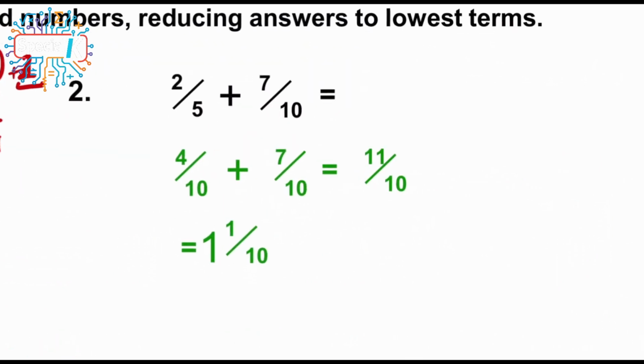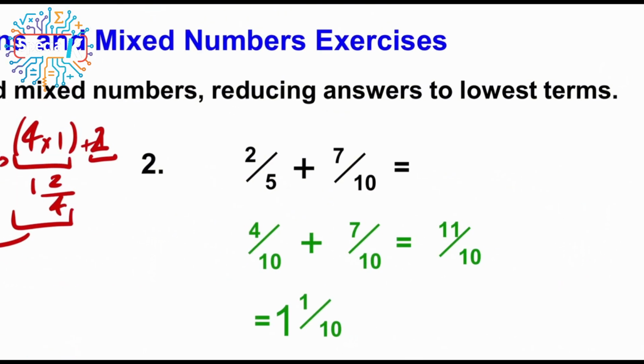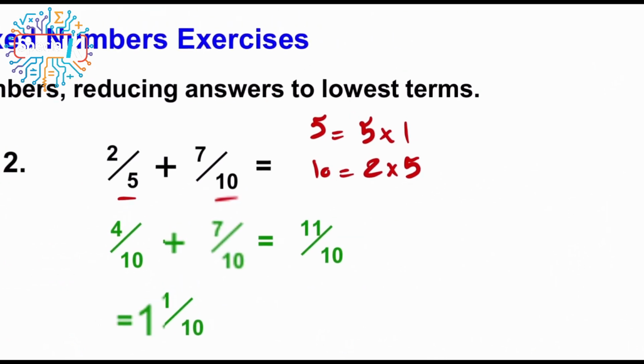So let's talk about this second one. It's going to be a little bit challenging. Why? At this point, I don't have the same denominator, so I have to find that. So 5 and 10. Try to find the LCD. 5 is a prime number, 5 multiplied by 1. 10, on the other hand, is 2 times 5. So I have 2 prime numbers, 2 and 5. How many times do I repeat each? Once. 2 times 5 is 10, so the least common denominator is 10.